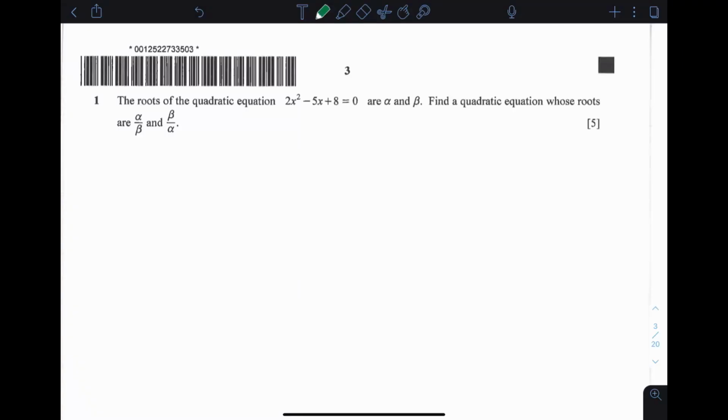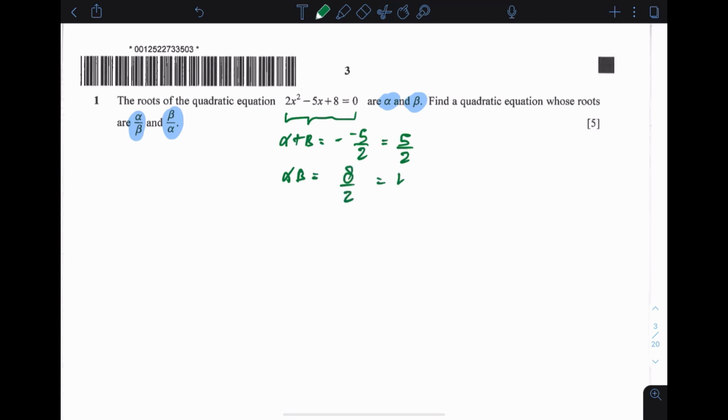Question 1. The roots of a quadratic equation are given to be this. The roots are also alpha and beta. Find a quadratic equation whose roots are alpha over beta and beta over alpha. I think it's quite standard. From these roots given, I can find alpha plus beta, which is negative of negative 5 divided by 2. That will be 5 over 2. Alpha times beta will be 8 divided by 2, which is actually 4.